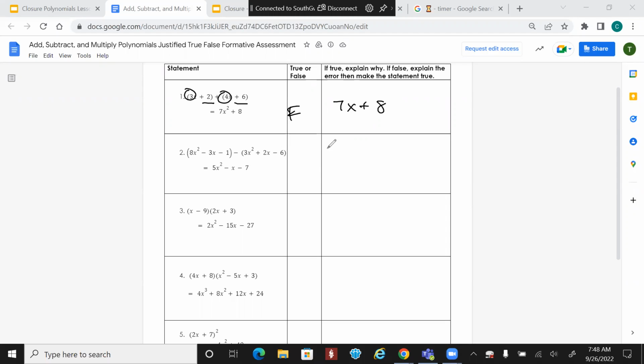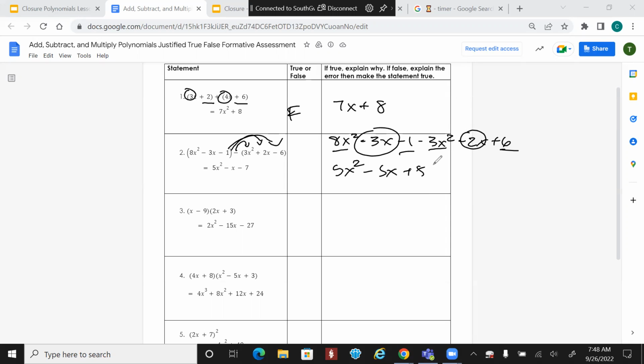On the next one, we're subtracting. Remember, we're going to distribute the negative. We're going to write this out again. Then we're going to combine our like terms. That'll give us 5x squared minus 5x plus 5. And again, not the same thing as what they got over there, so it's going to be false.